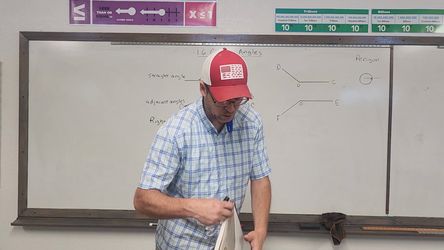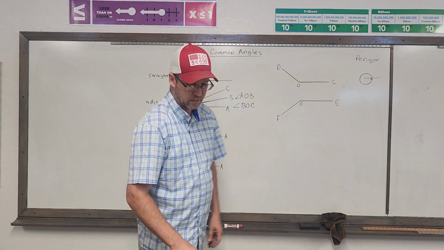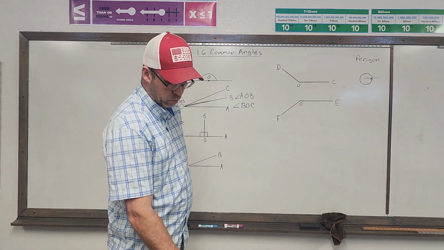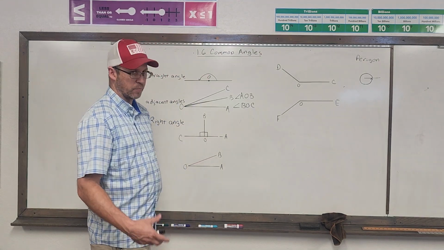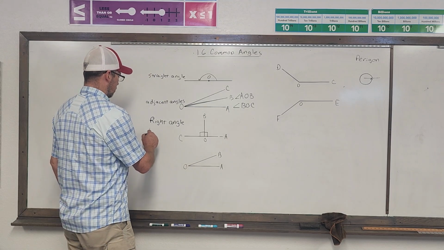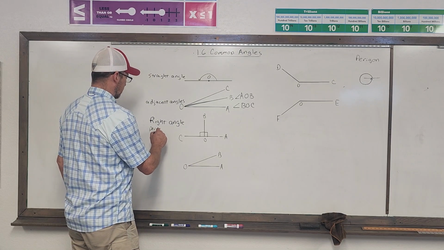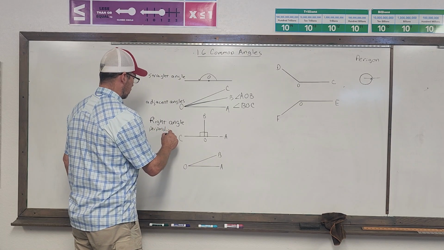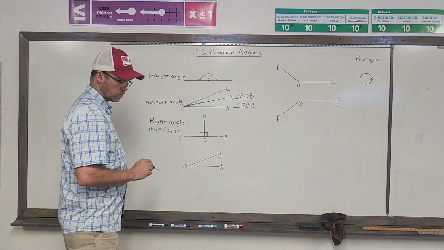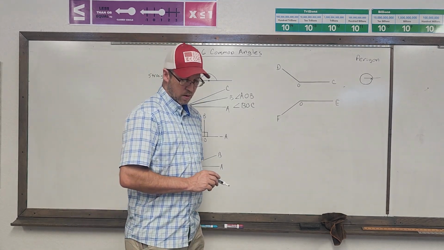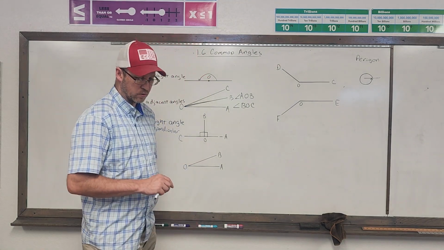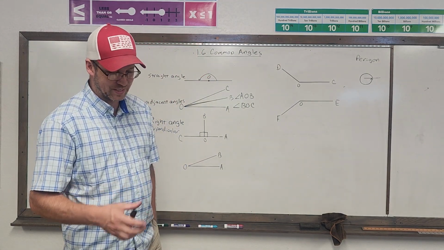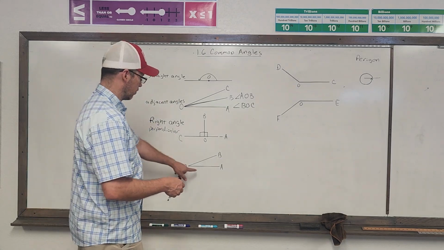All right, that also gives us our perpendicular lines. When two lines form right angles with each other. Two lines form right angles with each other, they're perpendicular. All right, so we know what perpendicular means. All right, so we've got an acute angle. An acute angle is an angle that's less than a right angle.